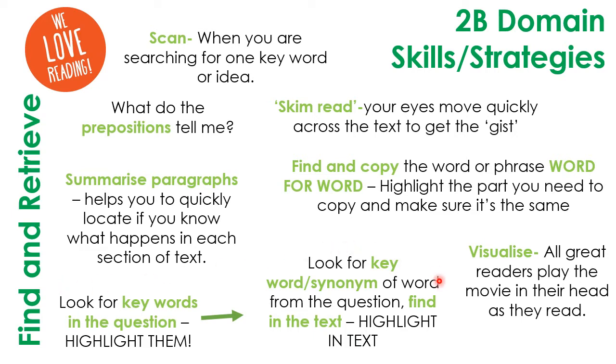Now, when you've done that, that's when you apply your skimming and scanning techniques to find that keyword, or sometimes it will be a synonym of that keyword inside of the text. Then highlight it in the text, underline it, make it bold. Whatever you've decided to do in the question, do that in your text. And then you're able to start answering the question. Right then, so that should hopefully be enough information about 2B before we start to actually look at the questions.